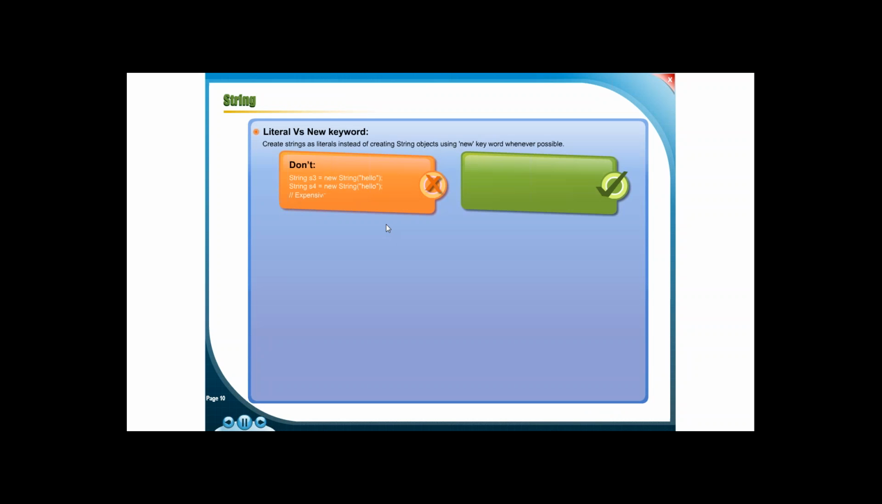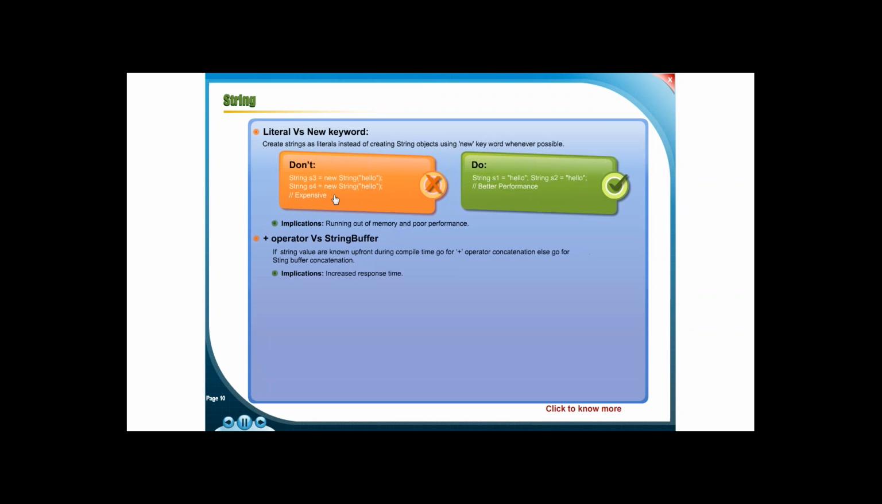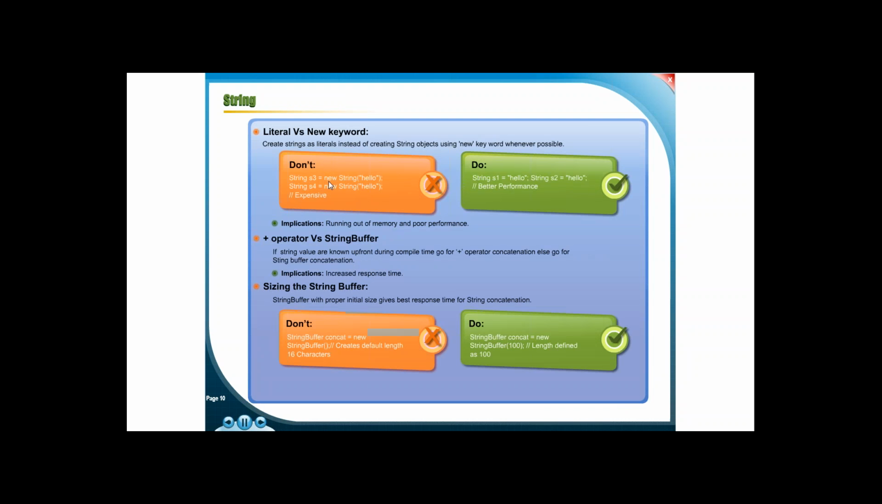String: literal versus new keyword. Here you can see, don't go for declaring string s3 equals new String("hello"), string s4 equals new String("hello"). Instead, go for string s1 equals "hello", string s2 equals "hello". Because we have seen that the string constant pooling mechanism is used by the JVM to effectively utilize the string objects. So better go for this kind of declaration, the right side.